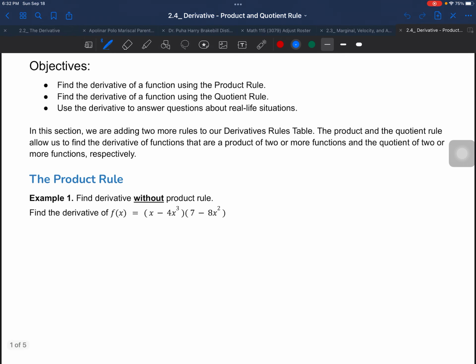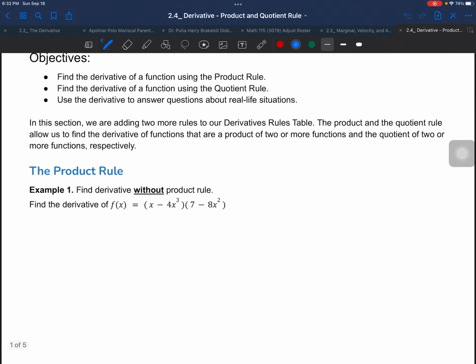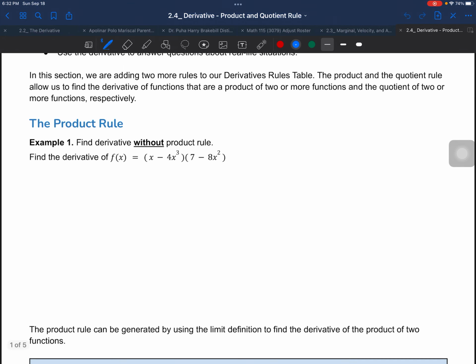In the first example, we're just gonna go through an example of what it would look like if we didn't use the product rule to find the derivative of the function. So in this section, we're adding two more rules to our derivative rules table, the product and the quotient rule, that allow us to find the derivative of functions that are a product of two or more functions and the quotient of two or more functions, respectively.